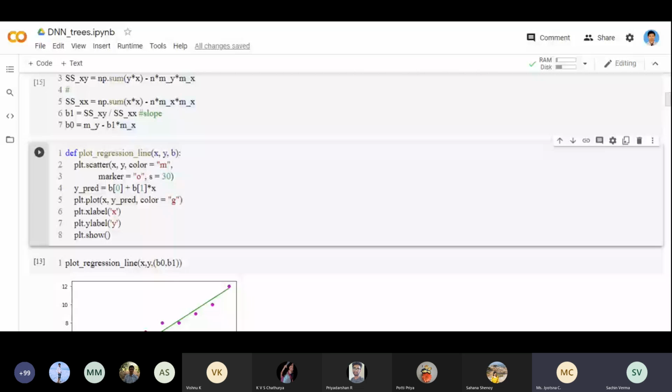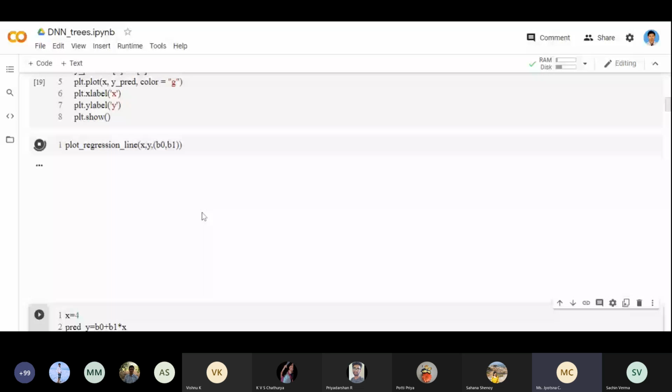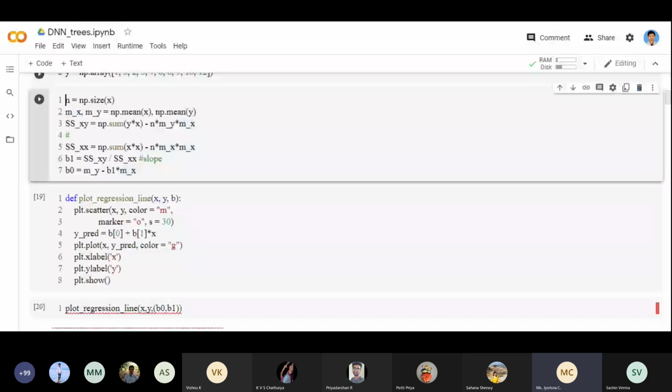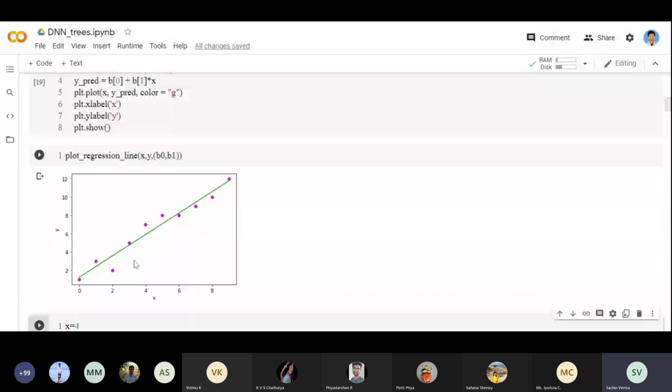You need to predict each Y value for the corresponding X value with the B naught and B1, and then plot it, right? Yes, ma'am. We can give any value here for X, and it can predict it.